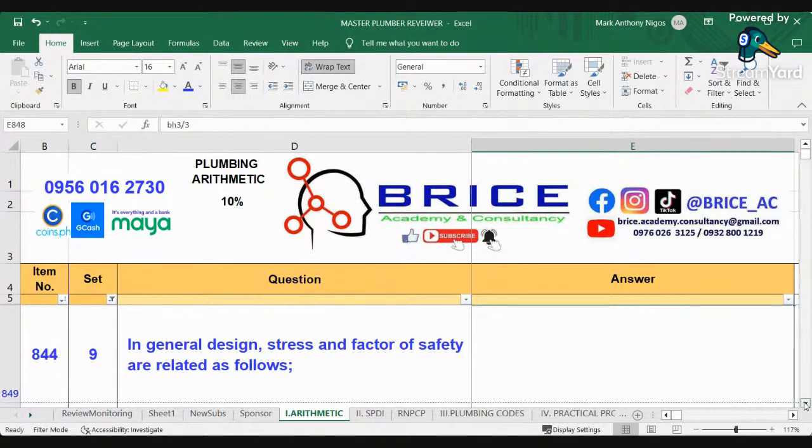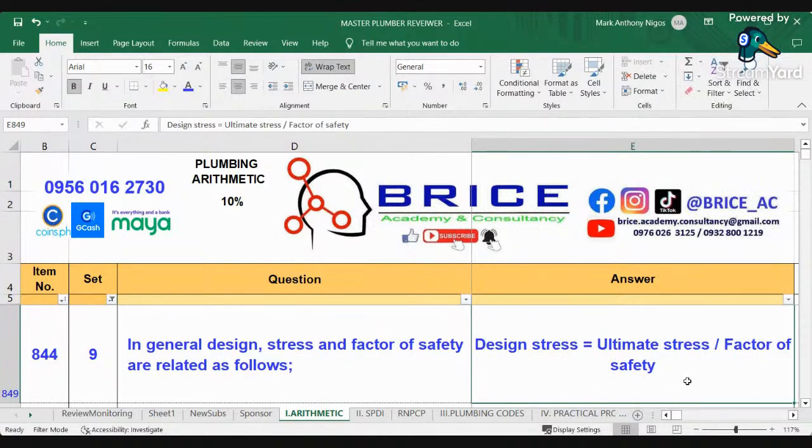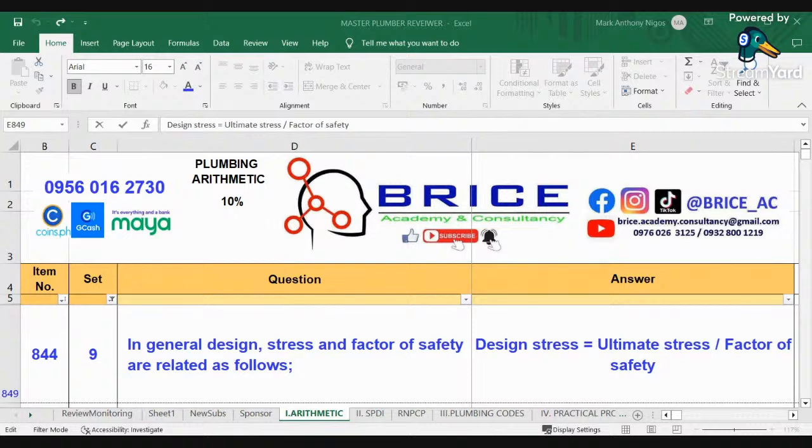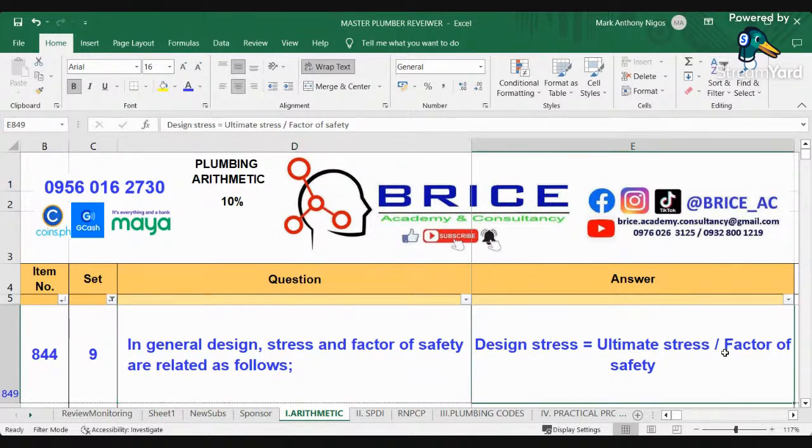844. In general design, stress and factor of safety are related as follows. The answer is design stress is equal to ultimate stress over factor of safety. In general design, stress and factor of safety are related as follows. Design stress is equal to ultimate stress over factor of safety.